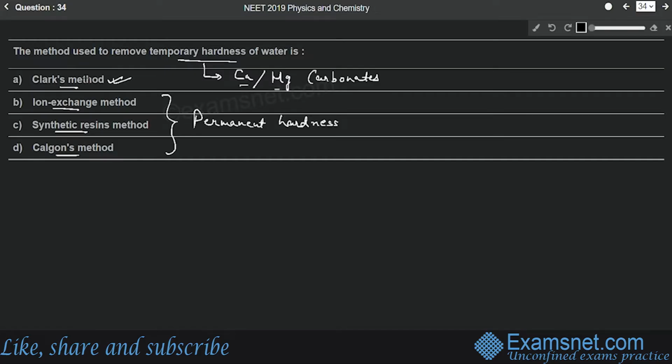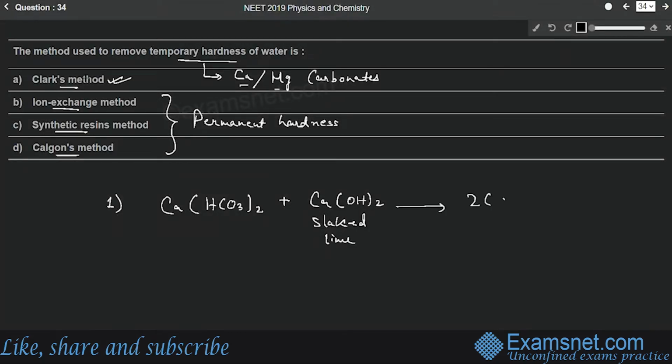Okay, so let's write down the reaction. First, in case of calcium, this is calcium hydrogen carbonate. Now, what will be done? Slaked lime will be added. That means calcium hydroxide will be added to it. This is slaked lime. Now it will precipitate out the calcium carbonate and pure water will be formed.